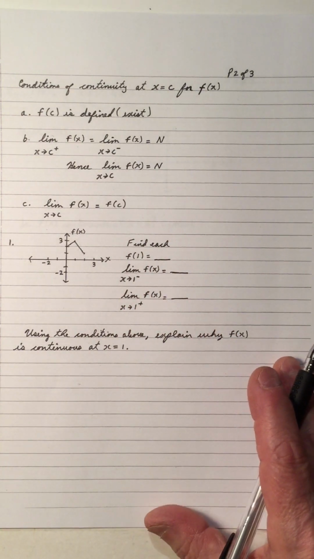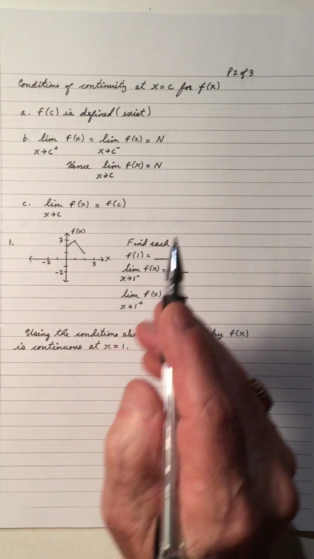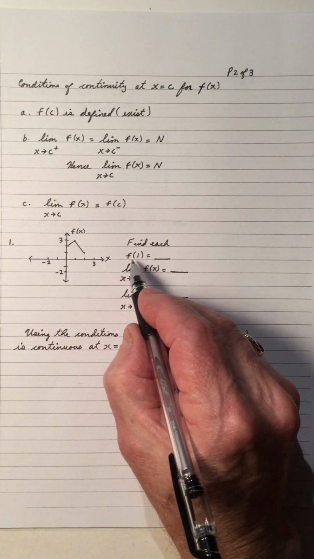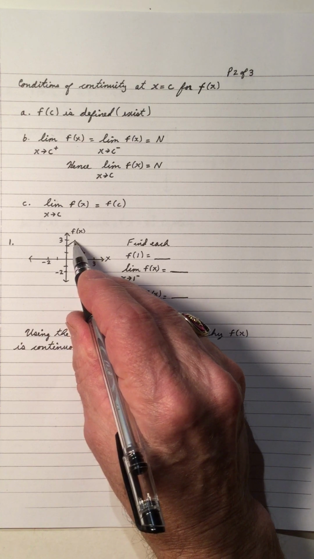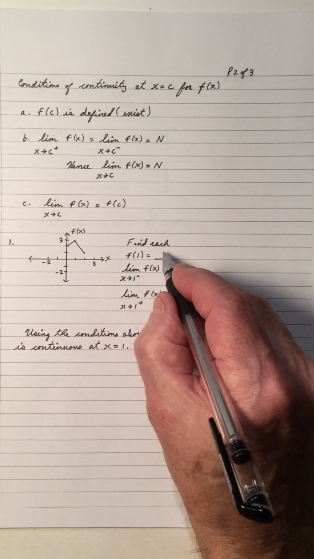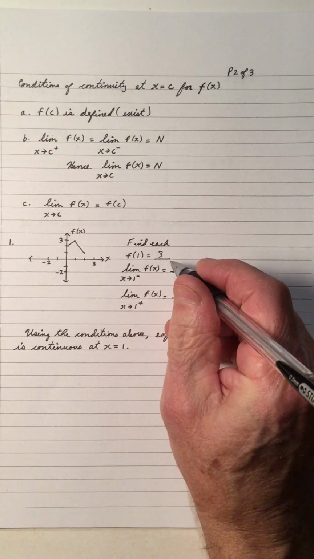So let's go through some examples to explain that. Number 1, I have a graph drawn. It says find each one: f of 1. When x is 1, f of 1 is 3. Remember, f of x is your y value.